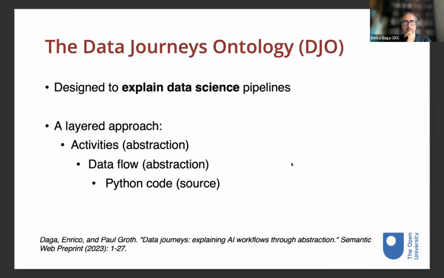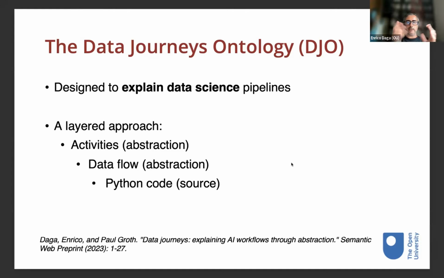So together with Paul Groth, who is here and is going to talk later in the afternoon, don't miss that, we designed an ontology to explain data science pipelines. The idea is that data science pipelines are usually pieces of Python code. If you want to understand AI models, you need to also be able to manage and understand how they are trained, how they are produced.